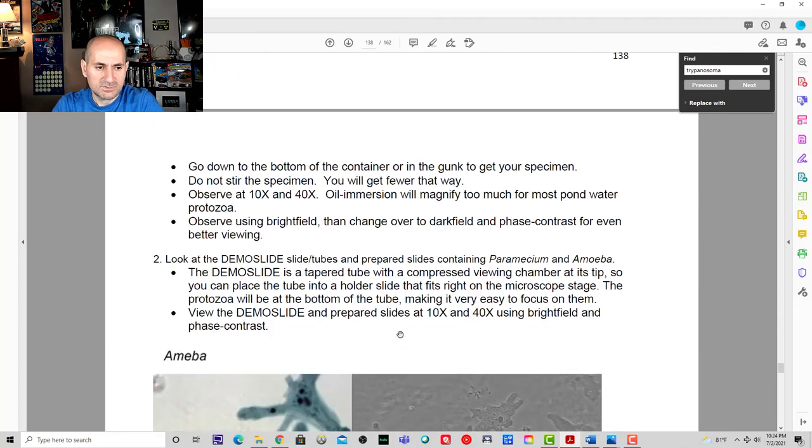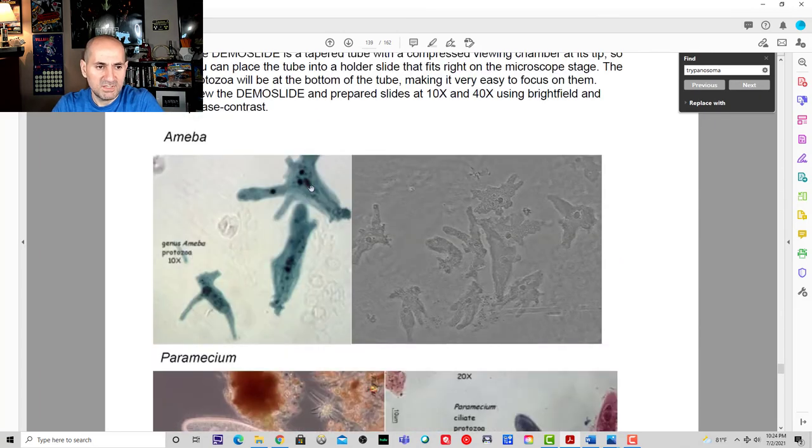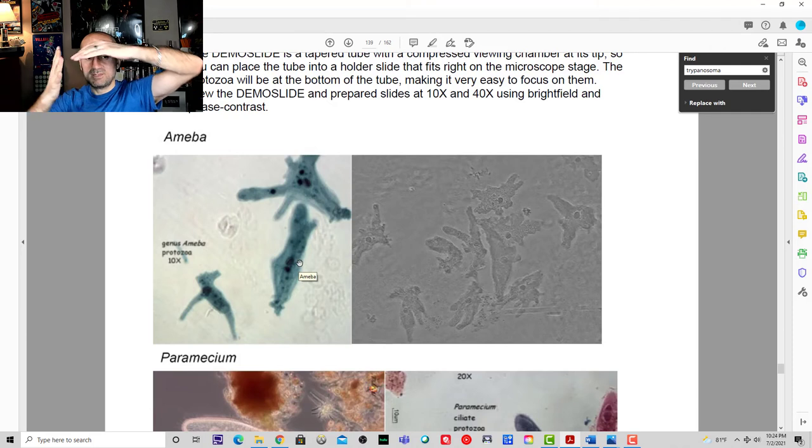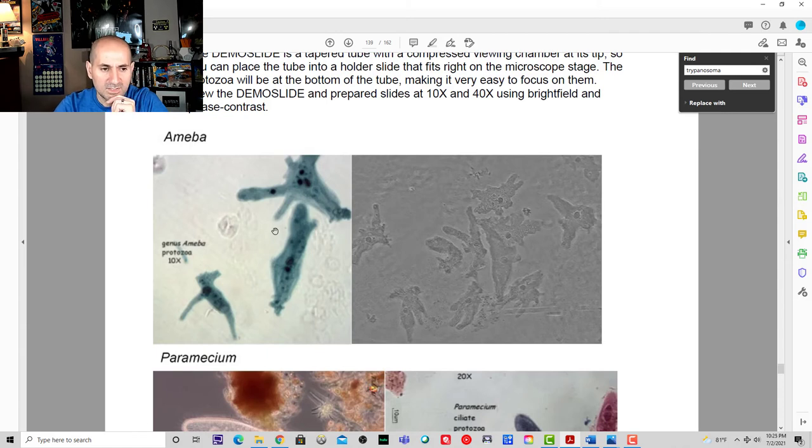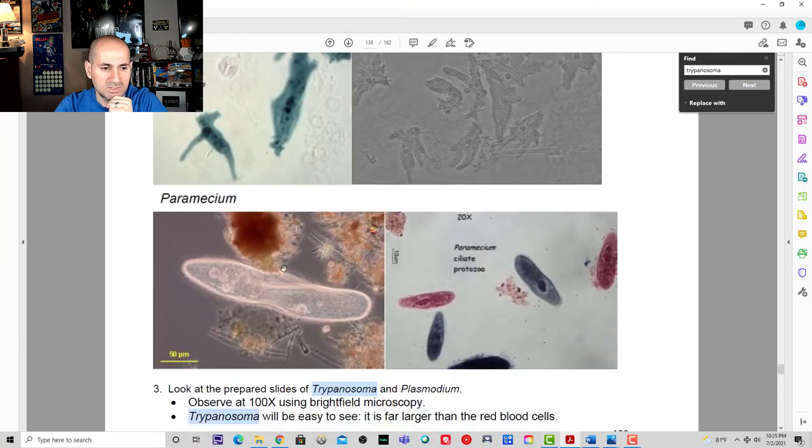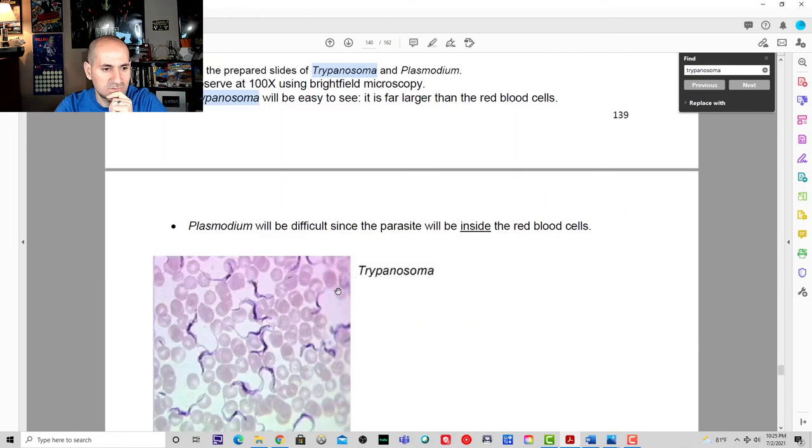So here you go. Let's look at some examples. Amoeba are always changing shape. Remember, because of their plasma membranes always changing shape, that's what pseudopod motility looks like. So they never look the same way twice. This is amoeba with pseudopod motility. Paramecium look like little torpedoes, Paramecium with their ciliated motility. I need you to know what those look like.